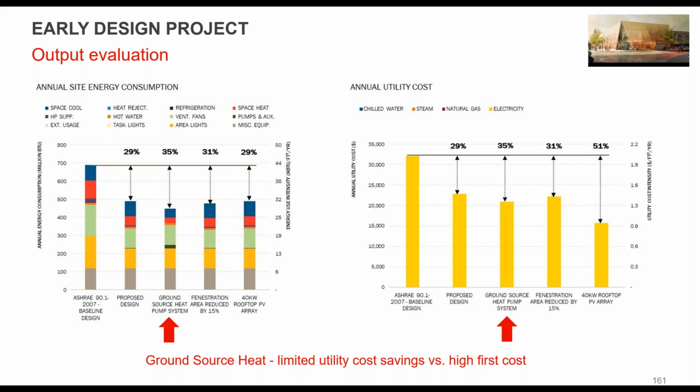But if you look at it from a utility cost standpoint, the proposed design at 29, the ground source heat pump at 35, again, it has some savings, but it's still quite high in terms of first cost. The fenestration is about the same, but then you see the PV array is actually able to cut the cost even more, partly because it's offsetting some of that electric load.